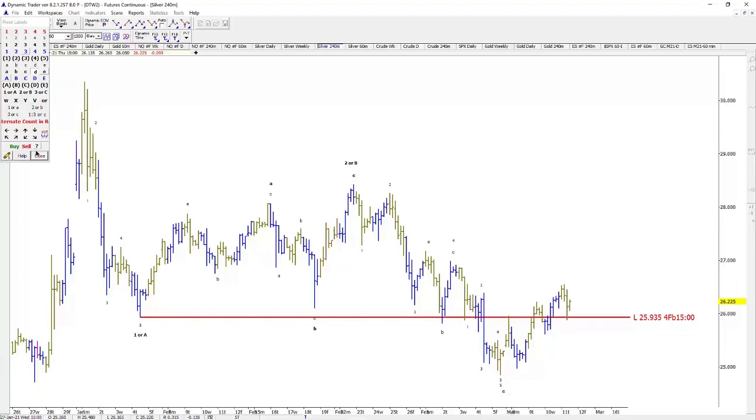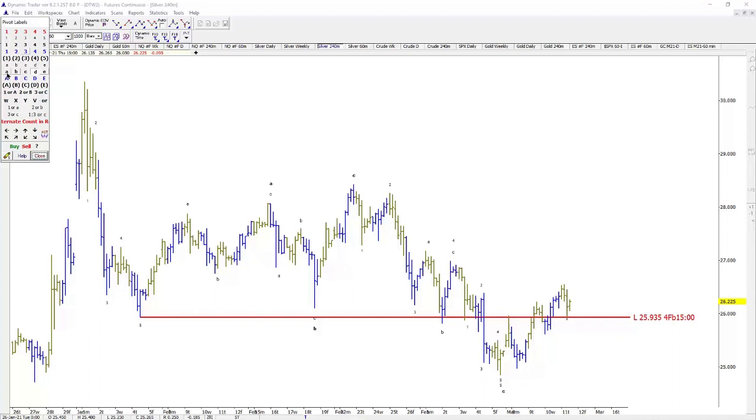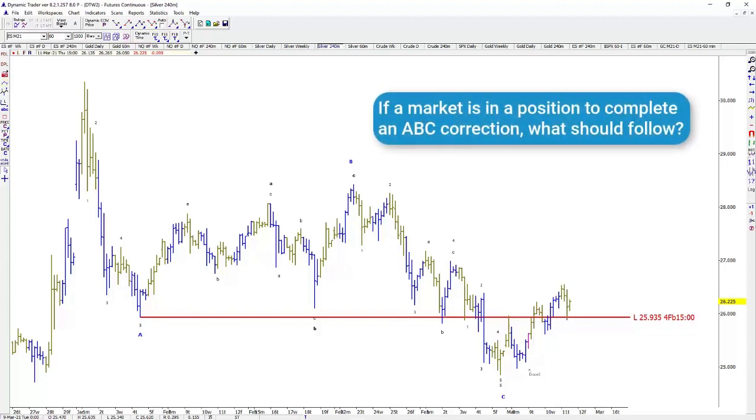So as of this point in time, the market's in a position to have completed an ABC correction. Does that mean it's complete? Not necessarily. So let me get the A, B, and C on here. So again, it's in a position to have completed an ABC. Doesn't mean an ABC is the complete correction, but any subsequent activity should be considered a correction, part of a correction, something other than an ABC. So let's add some data on here.